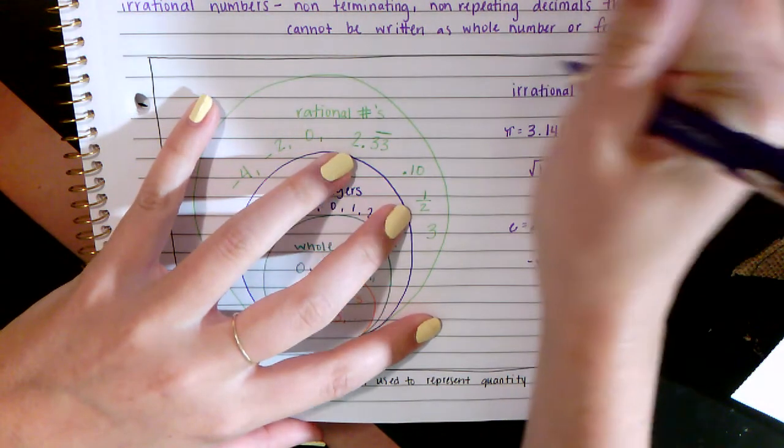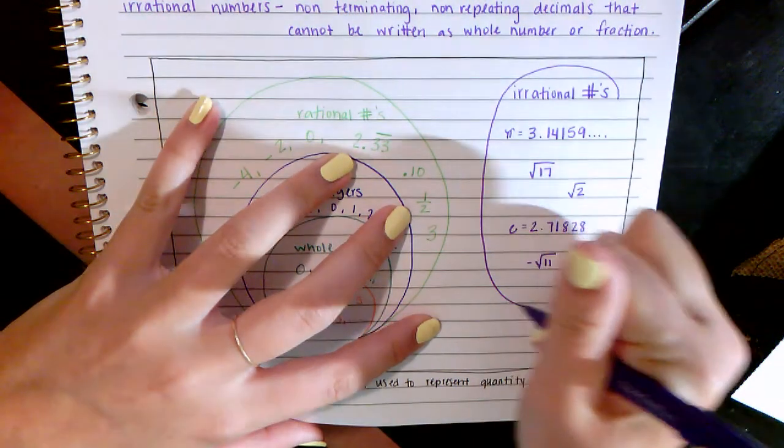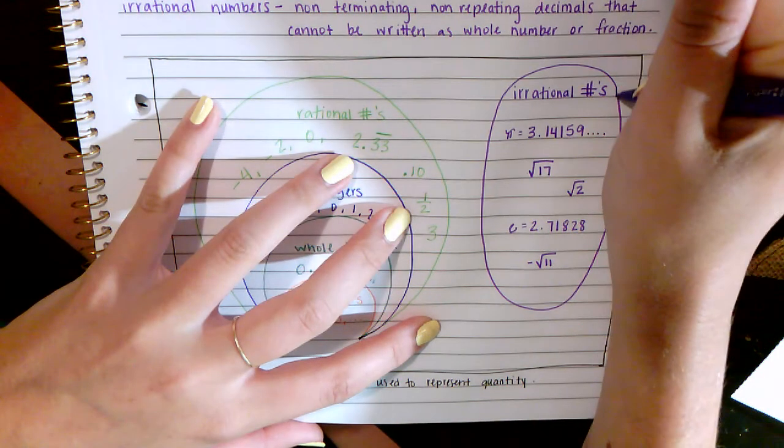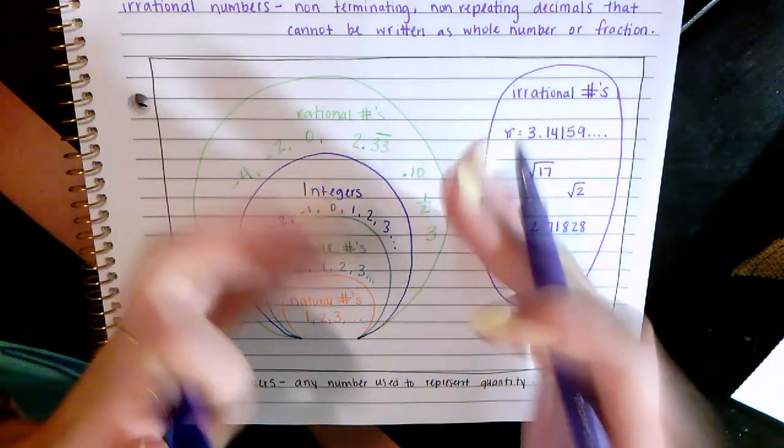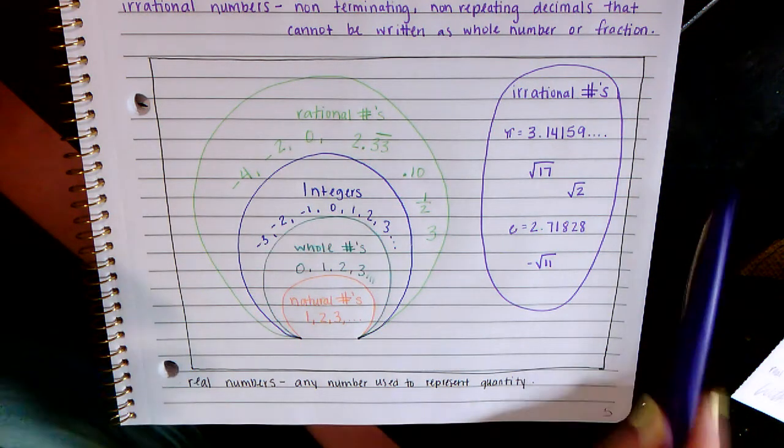So you can put these in their own weird oval, right? So all of these types of numbers fit in the real number classification.